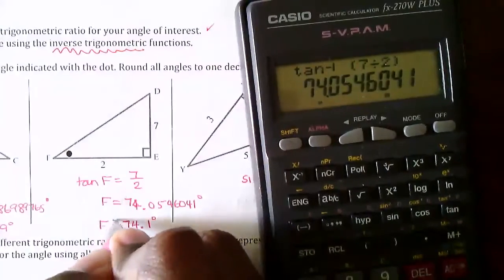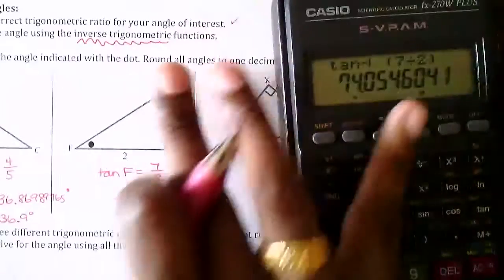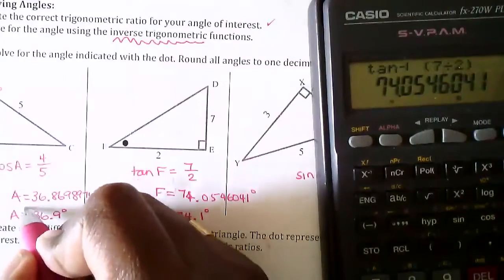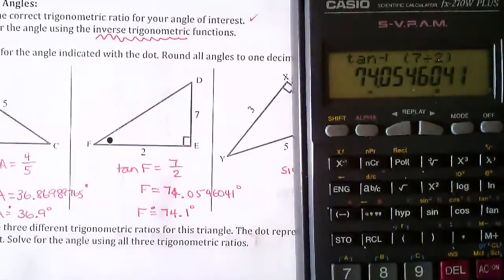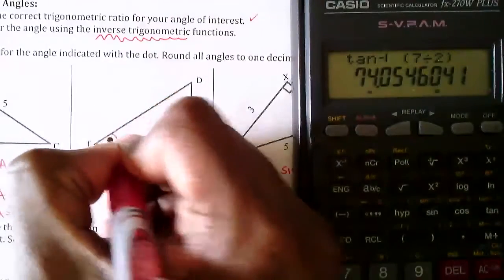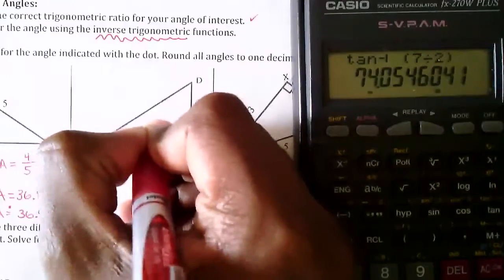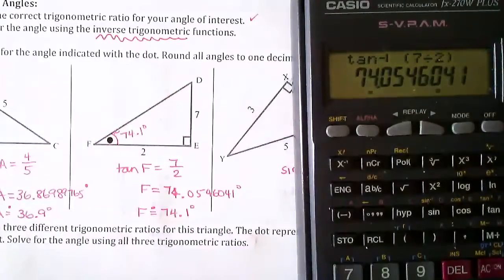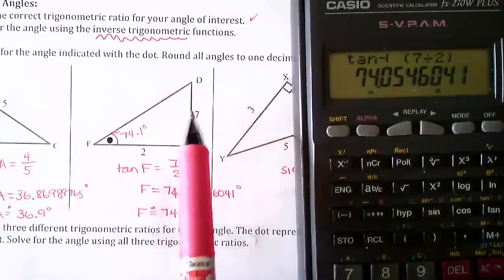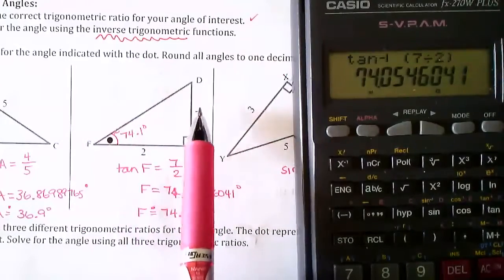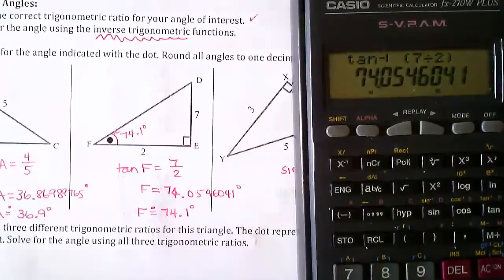Something I should have done is I'm going to actually go back. I'm going to put a little dot above here. Remember, the dot above the equal sign means it's approximately 74.1 degrees. Again, what does that mean? That means this angle must be around 74.1 degrees in order to produce a triangle with a ratio of 7/2 as its opposite and adjacent.